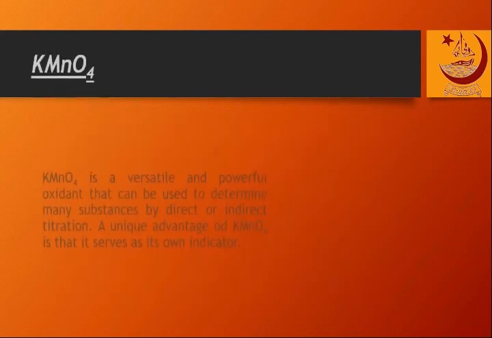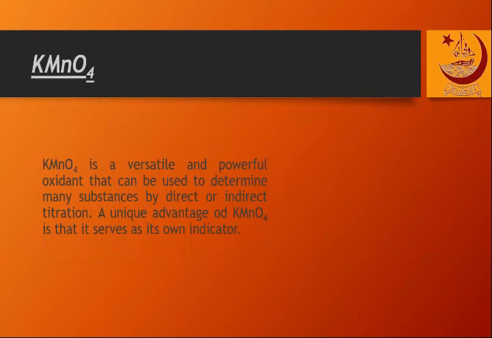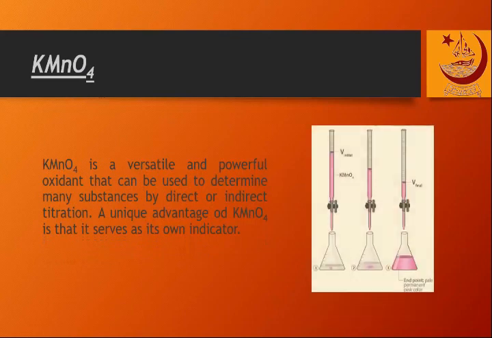Potassium permanganate. Potassium permanganate is a versatile and powerful oxidant that can be used to determine many substances by direct or indirect titration. A unique advantage of potassium permanganate is that it serves as its own indicator.